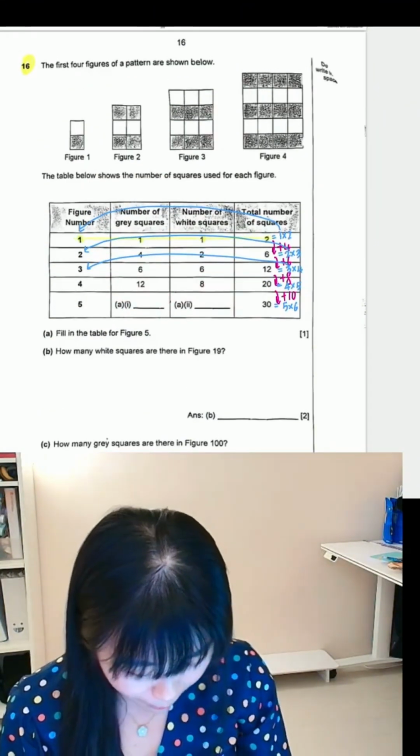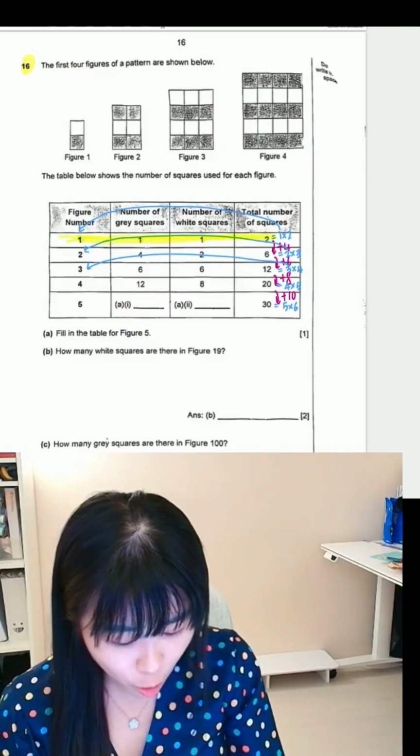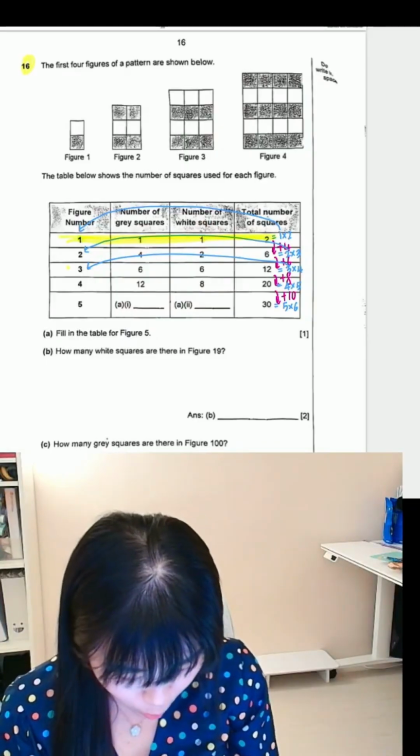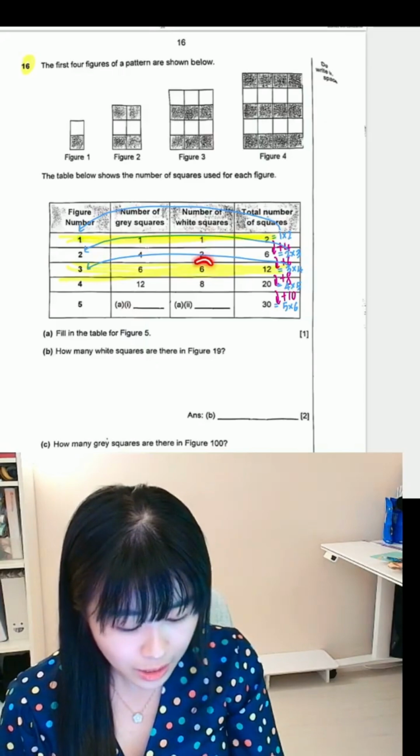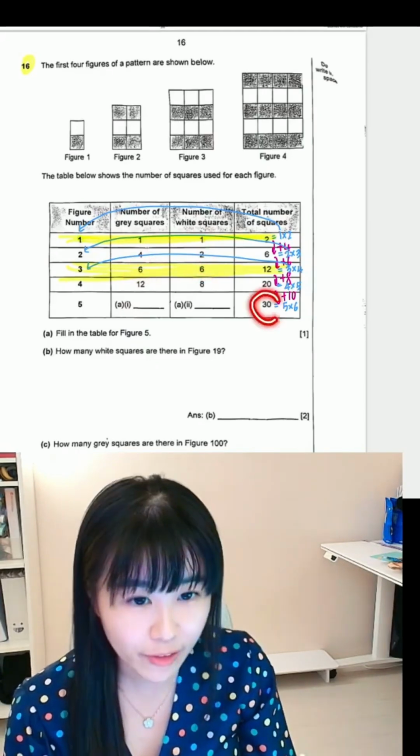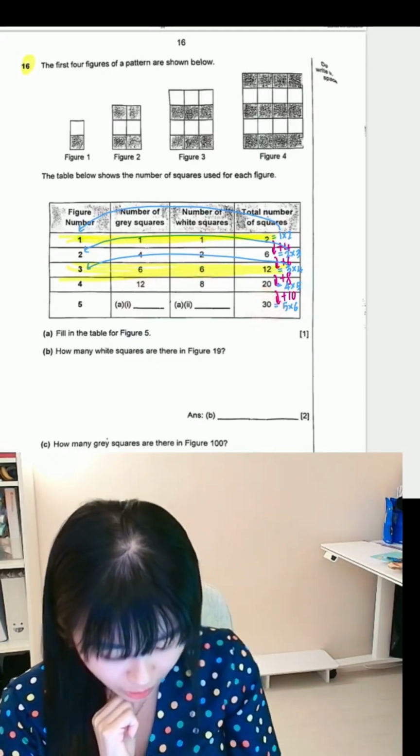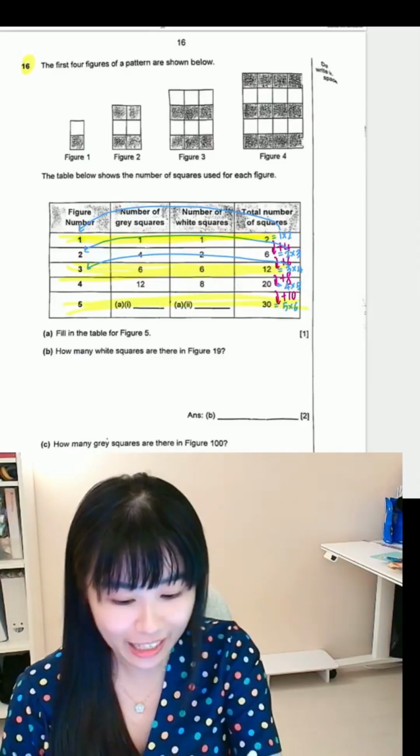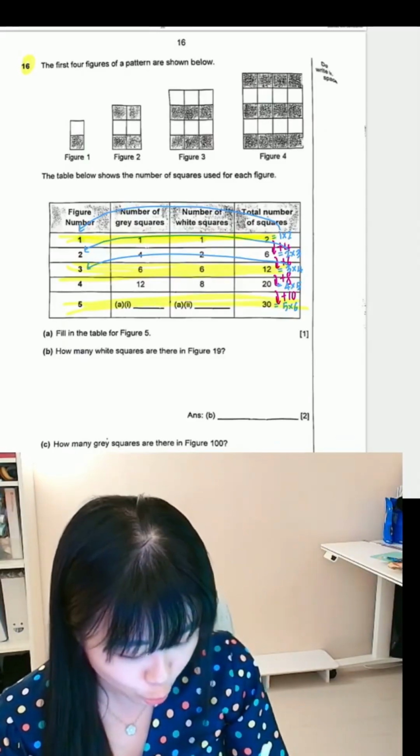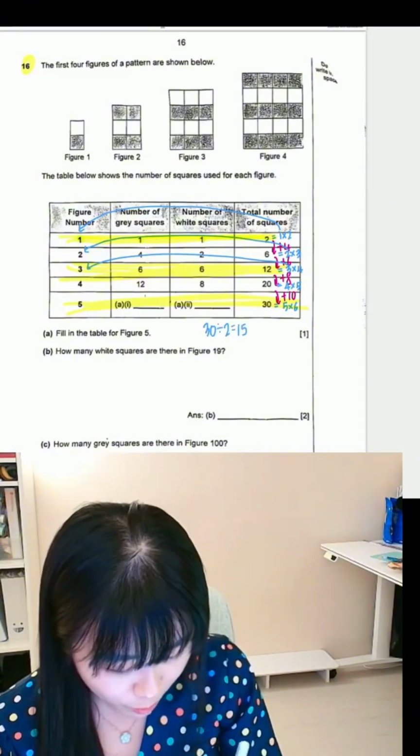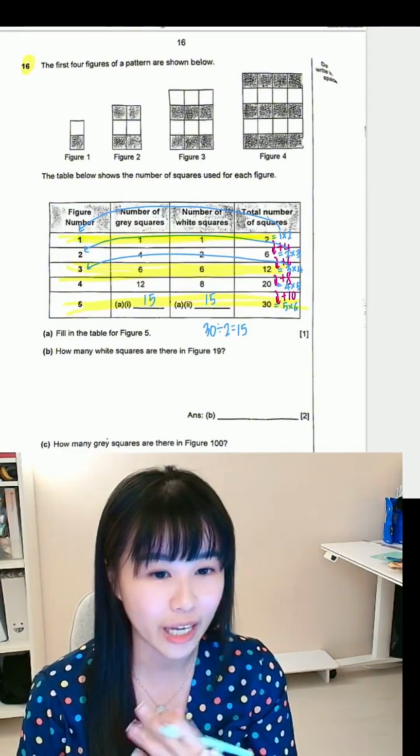When you have an odd number, what happens? You have an odd number, your grey and the white are the same. See this? You look at this also. Odd number again, right? 6 and 6, same also. If this total is 30, now it's an odd number again. Figure 5. So what do you think is the answer? Divide by 2, because they will be the same number. 15, 15 spread evenly. That's part A.